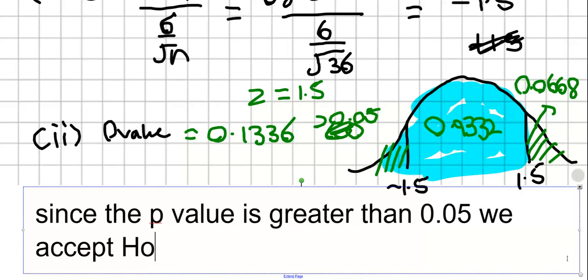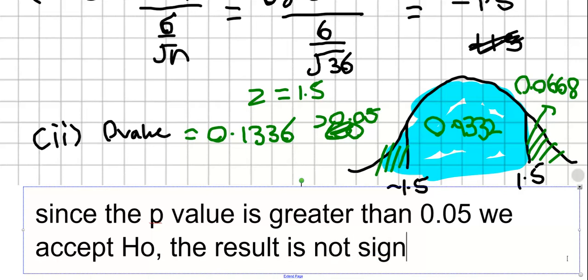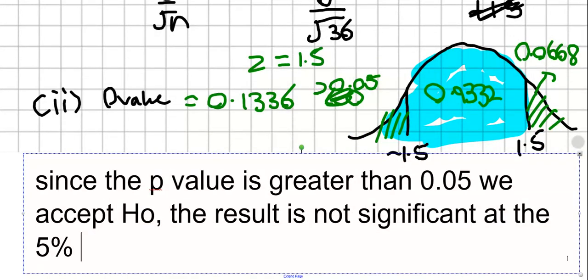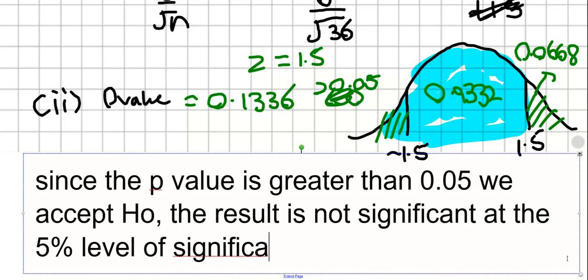And the result is not significant at the 5% level of significance. That's a fancy way of saying that we're 95% certain that this result doesn't matter. All right? Yes.